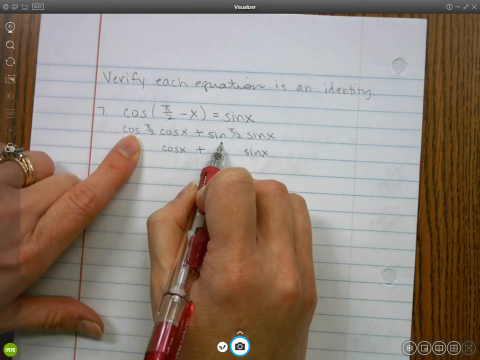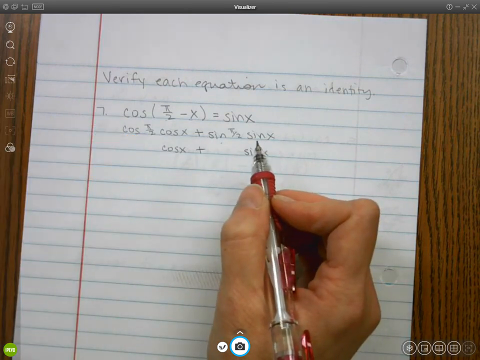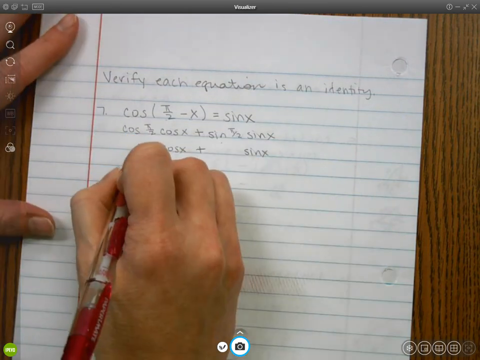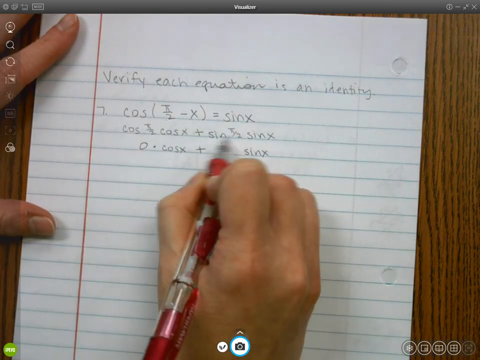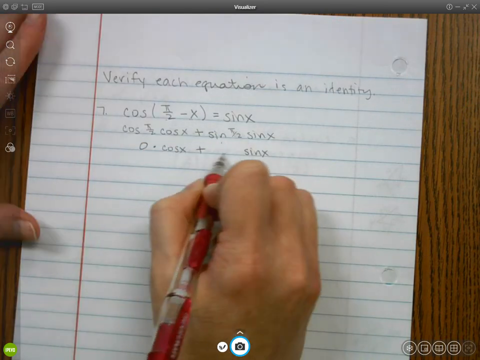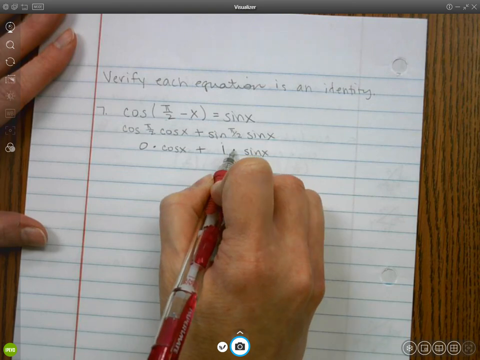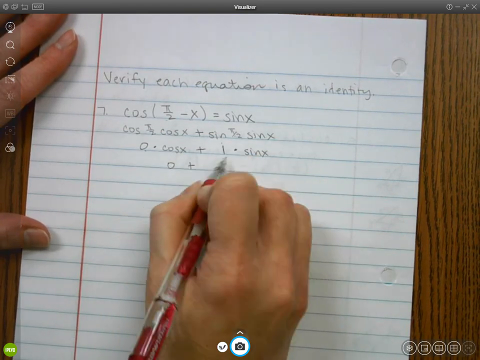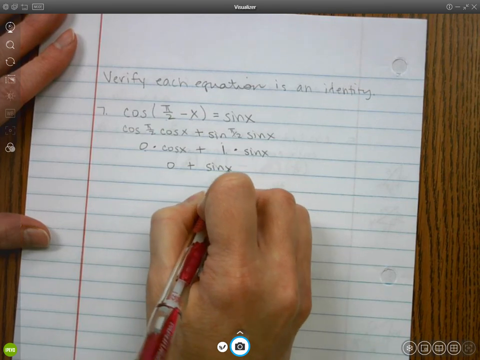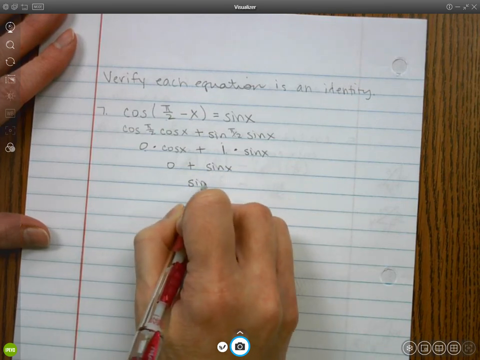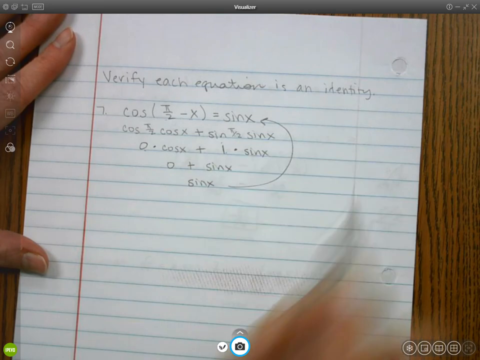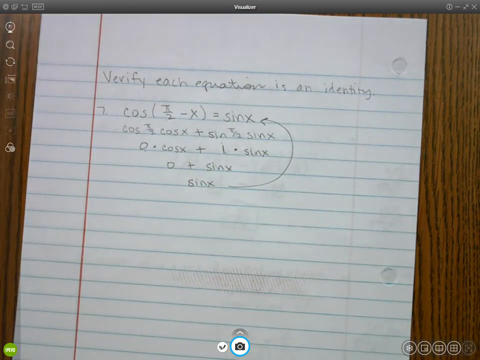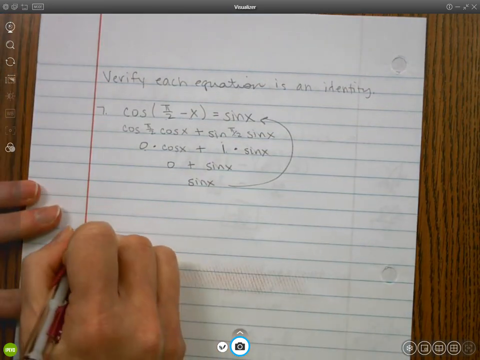So cosine at pi over 2. Pi over 2 is 90, so the x-coordinate at 90 degrees is 0. Sine at pi over 2, so the y-coordinate at 90 degrees or pi over 2 is 1. So 0 times anything is 0. 1 times anything is that thing. And 0 plus sine is just sine. We got what we were looking for. Yay, we're done.